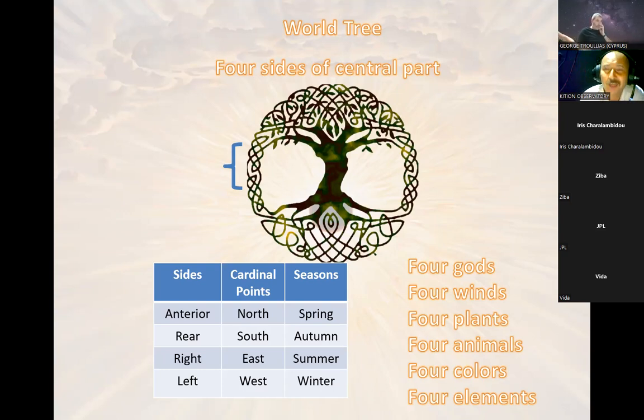At the same time, the central part always represents four things. For example, four sides, the front, back, right, and left, or cardinal points, north, south, east, west, or even four seasons, or four gods, four winds, four plants, animals, colors, four elements. Four elements, for example, are in Chinese culture. So we constantly meet with four sides around the central part.